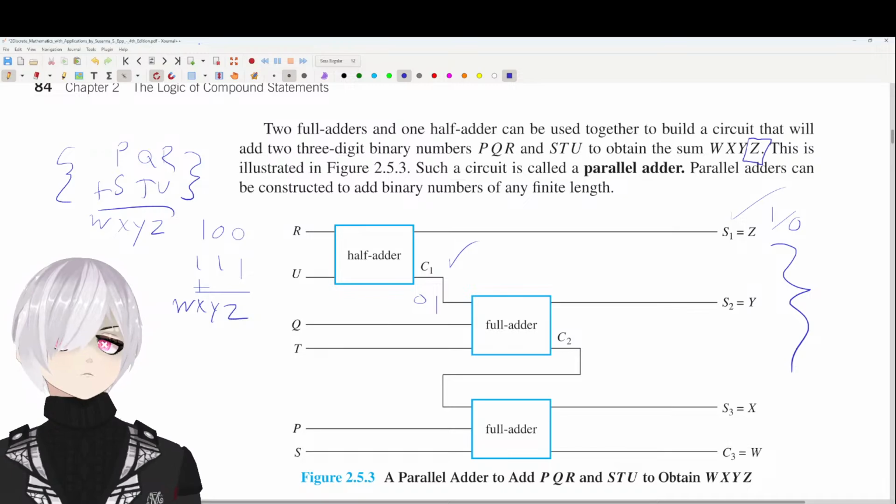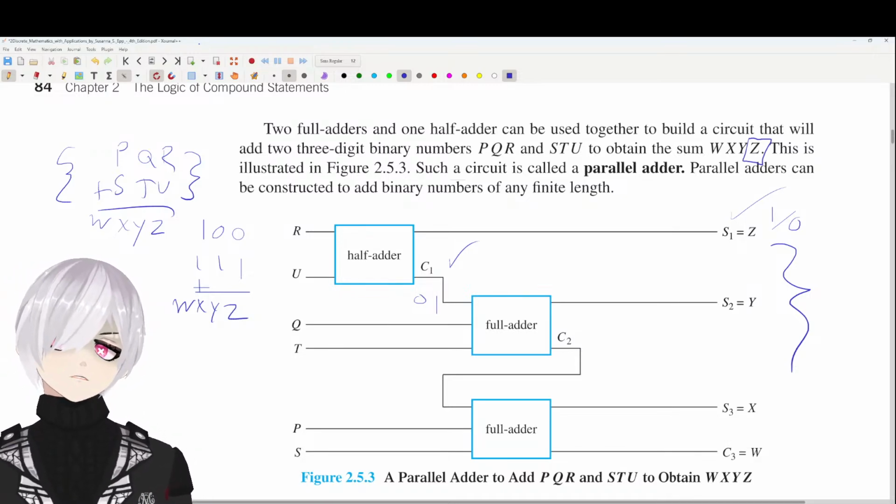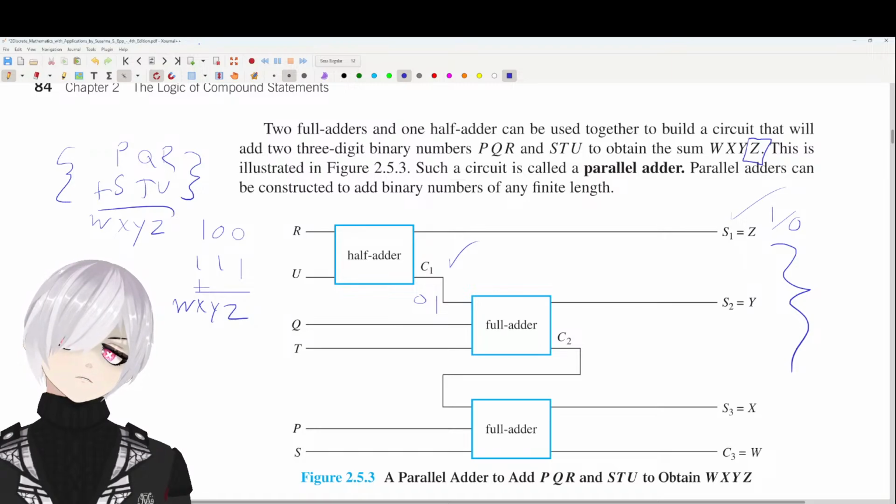So R plus U equals some 2-digit binary number C1Z. The Z part is going to be the rightmost digit of the whole sum. And then the C1 part, if it's 0, then we just move on to doing Q plus T. If it's 1, then we carry the 1 and we do 1 plus Q plus T. So either way, we're doing C1 plus Q plus T in the next column, because if C1 is 0, then we have 0 plus Q plus T, which is just Q plus T.